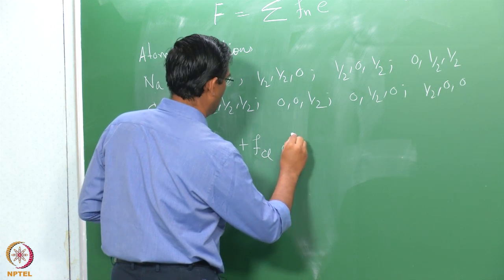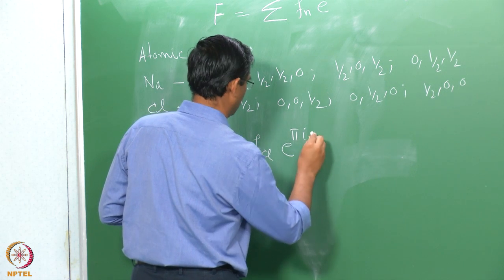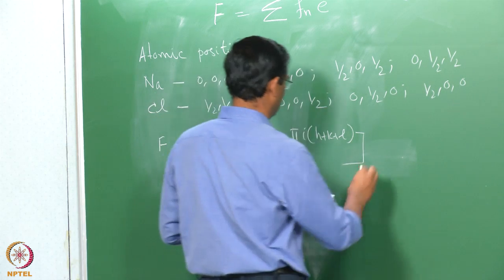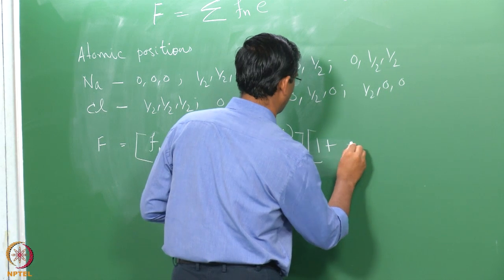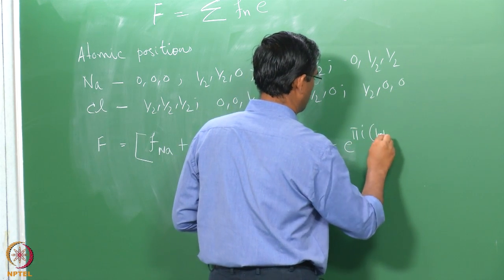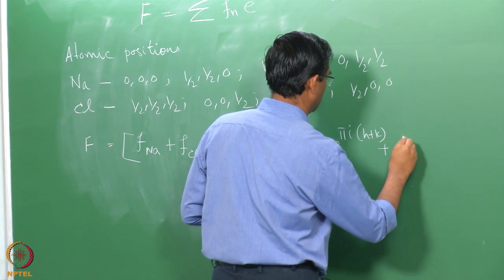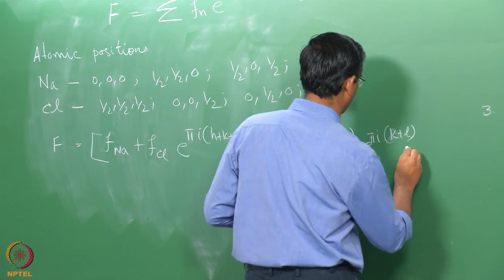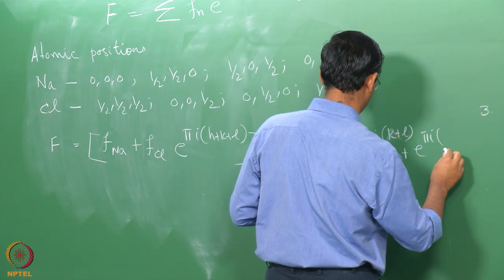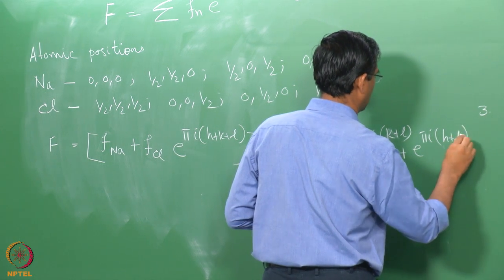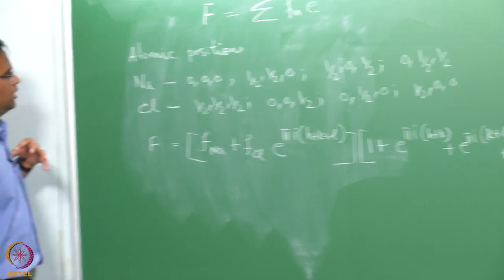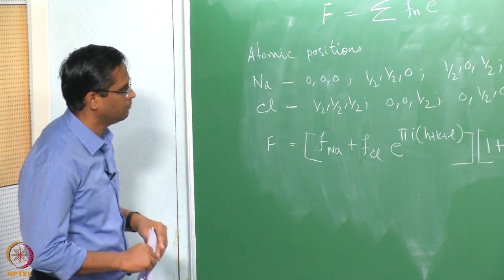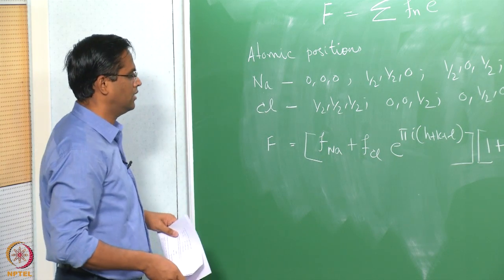Into exponential pi i (h plus k plus l) into 1 plus (h plus k) plus... So, I have not given all the steps, but this is an expression you will arrive at if you substitute each one of them and sum it up and take the common factor out, you will get the expression like this.